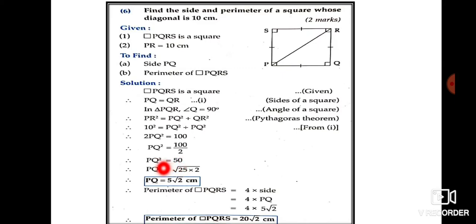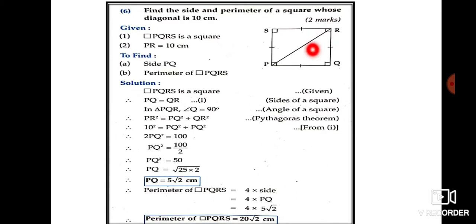Okay, so taking square root on both the sides, PQ is equal to root of 50, and 50 is written as 25 into 2. We have split it this way because 25 is a square. So it becomes 5 root 2. So we got PQ as 5 root 2.